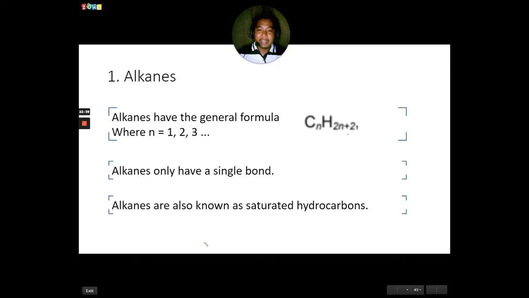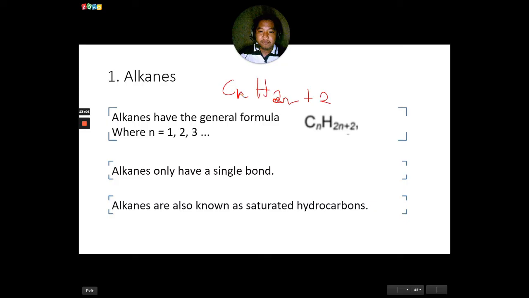To define alkane, an alkane is a hydrocarbon, meaning, again, it's made up of only hydrogen and carbon. And it has a general formula, sorry, it's a bit blurry, which is CnH2n+2. What does this mean? Where n is 1, 2, 3, etc.